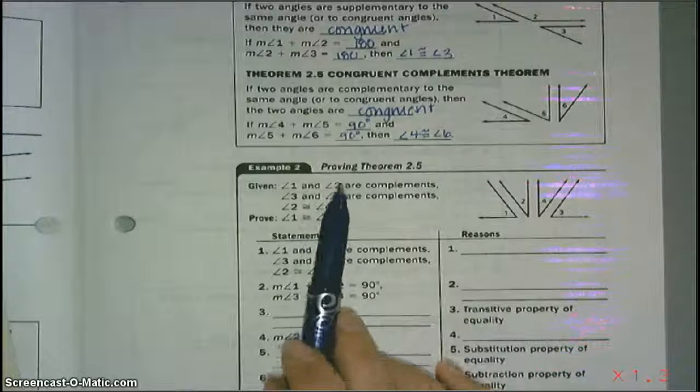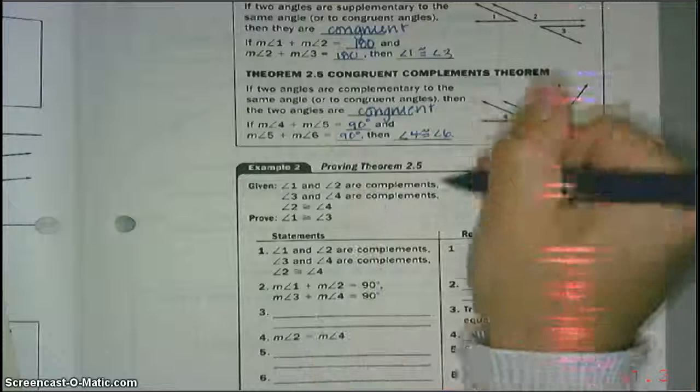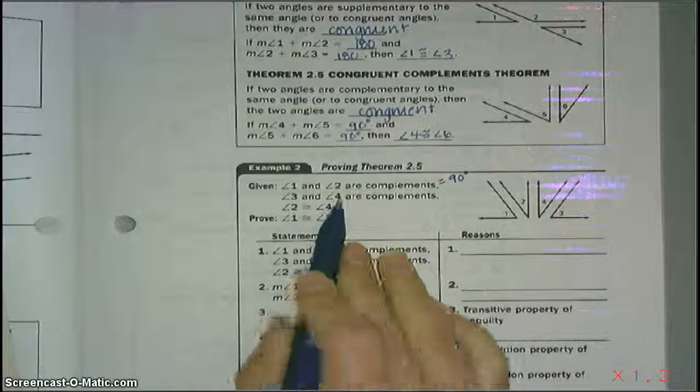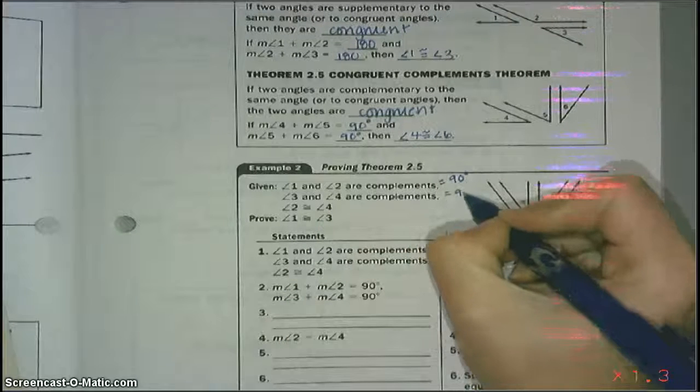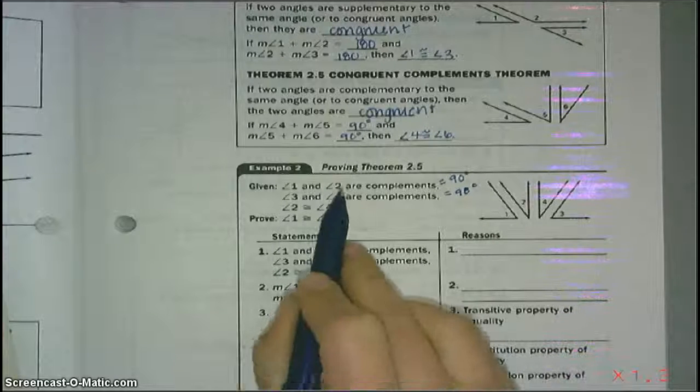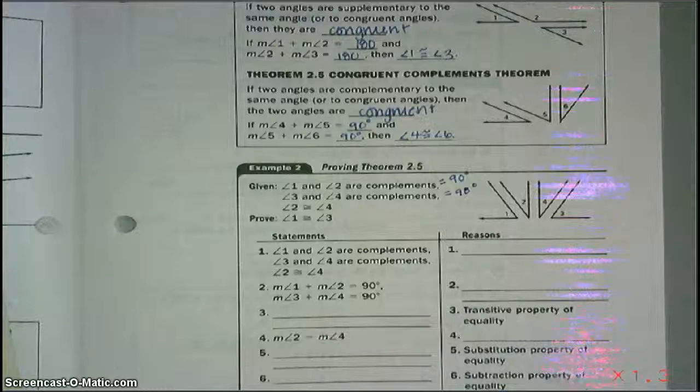They said that angle 1 and angle 2 are complements, so that means that they add up to get 90 degrees, right? Angle 3 and angle 4 are complements, so those two add up to get 90 degrees. They also tell us that angle 2 and angle 4 are equal, so they're congruent.